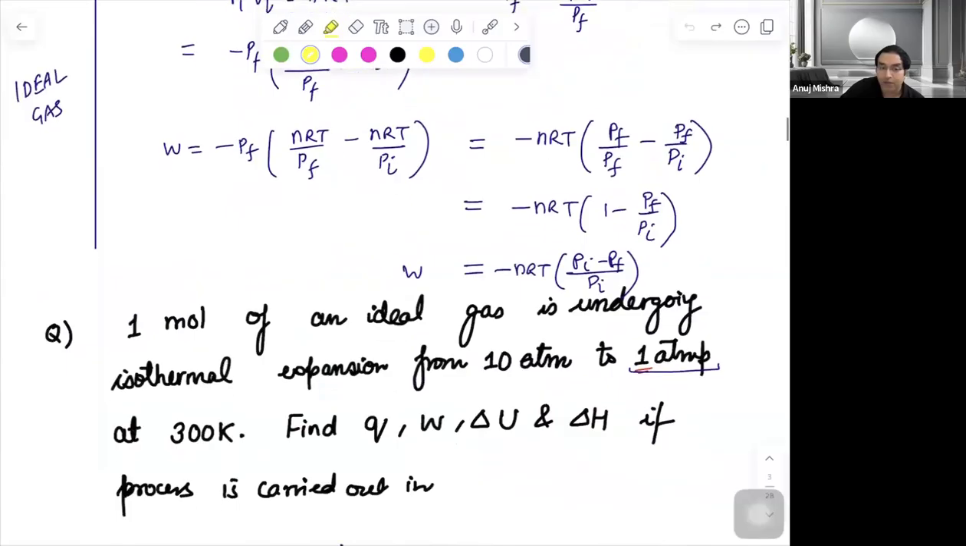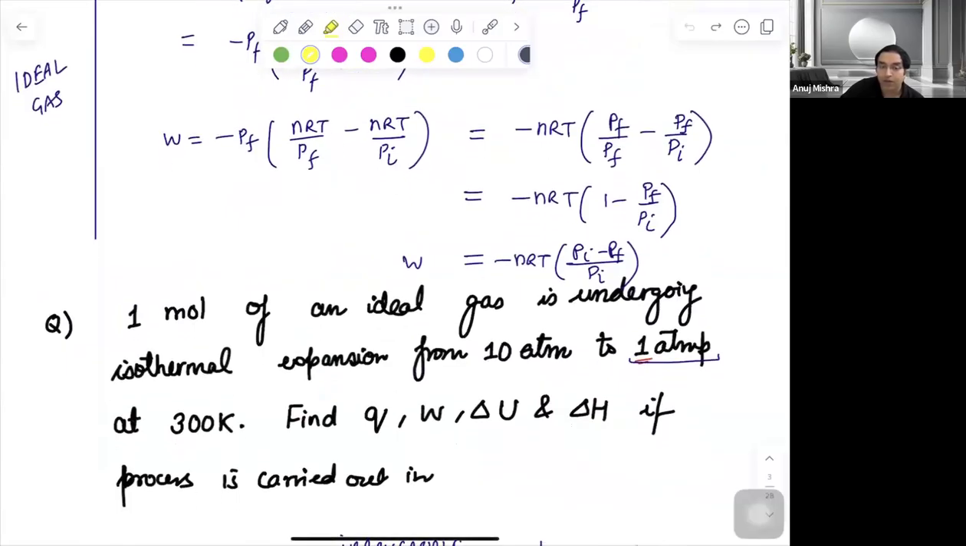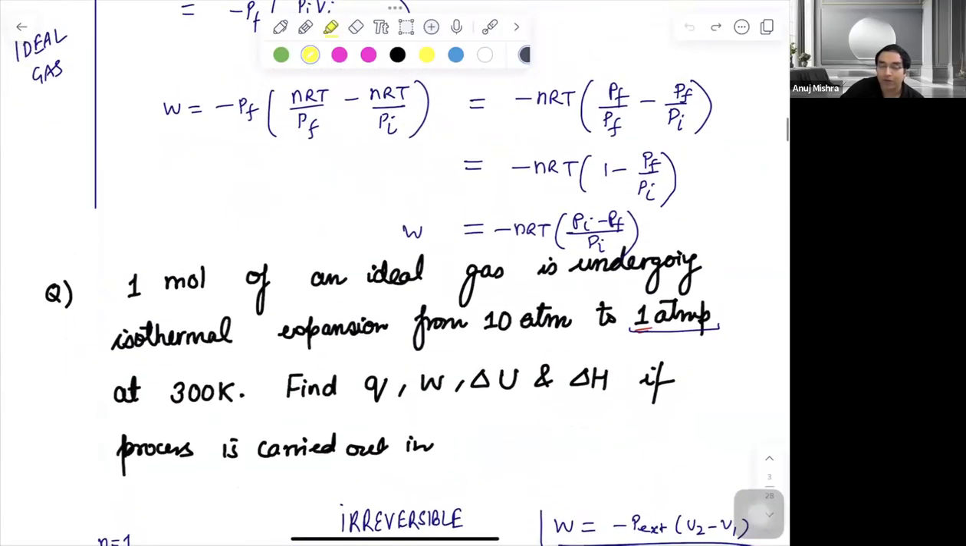So the question here is this. Same question, but this time irreversible. And it will find the same thing: Q, W, delta U, and delta H. Try to complete.